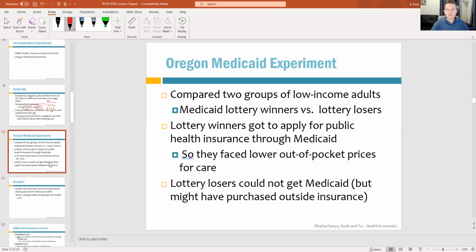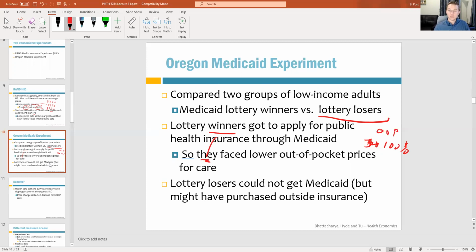So you have two groups that are otherwise similar. One gets offered health insurance. The other does not get offered health insurance. So the lottery winners were eligible to apply for this public insurance. These lottery winners face lower prices for care compared to the lottery losers who continued to presumably pay out of pocket, or let's just say 100% of their own healthcare costs, whereas these folks got a lot of stuff covered and it would have been a percentage much, much lower than this.